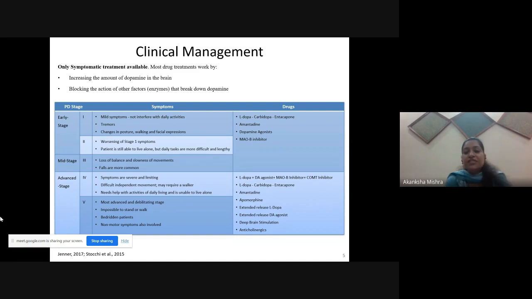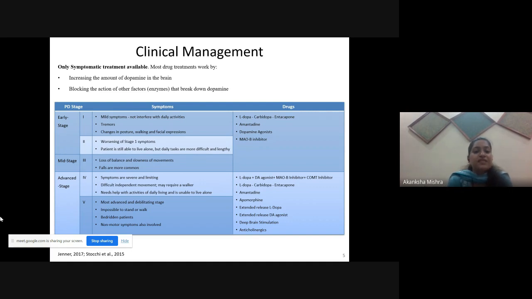Then the treatments are levodopa. Levodopa is the most common treatment for the clinical management of PD. Levodopa, as the name suggests, is actually a dopamine precursor which gets converted into dopamine inside the body. Apart from that, a dopamine agonist gets attached to the dopamine receptor and shows the effects. And apart from that, MAO-B inhibitors. MAO-B is an enzyme which causes the degradation of dopamine, so to avoid that, monoamine oxidase B inhibitors are given. In the mid stage, the same treatments are given.